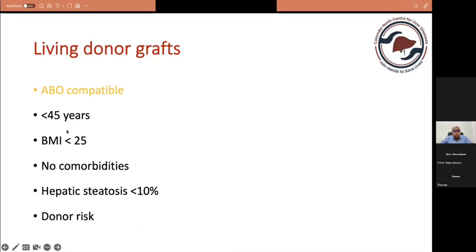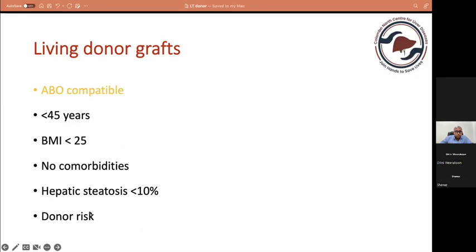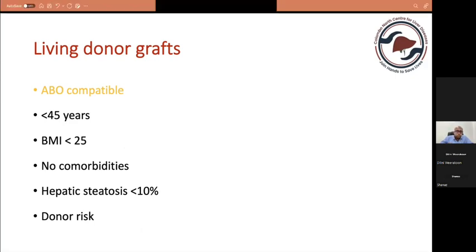Also, in living liver donation, unlike in living kidney donation, there's a significant donor risk. There's about a 1 in 1,000 donor mortality risk. So all this is explained to the donor at the time of the initial screening. We would also prefer to have some degree of relationship with the recipient, but according to Sri Lankan law, it is not necessary. And some of our donors have been meditating monks who are altruistic donors.